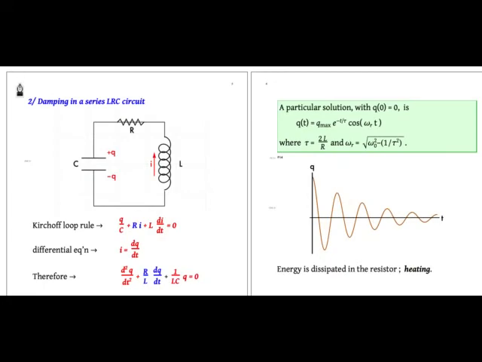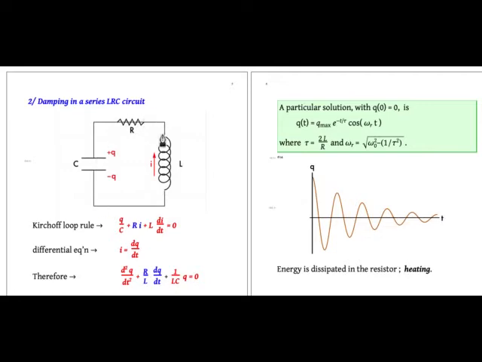So far, we have not included resistance. So let's consider again the LC circuit, but now with some resistance. And I'll just take it to be a series resistor. So I have L, R, and C in series.